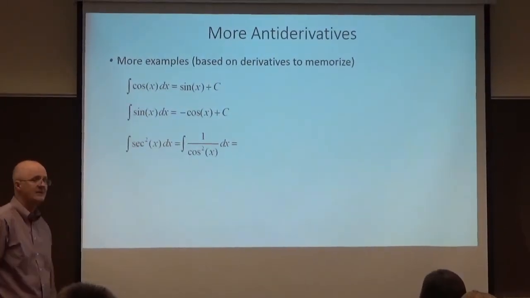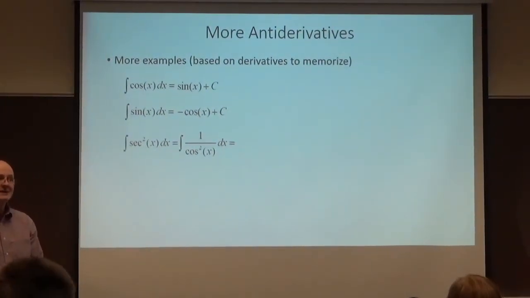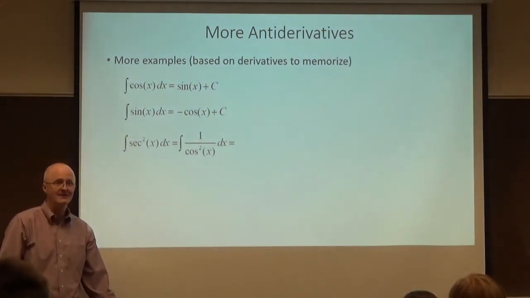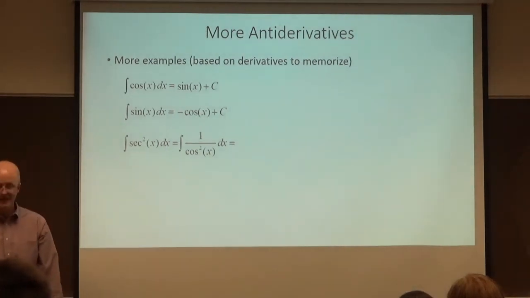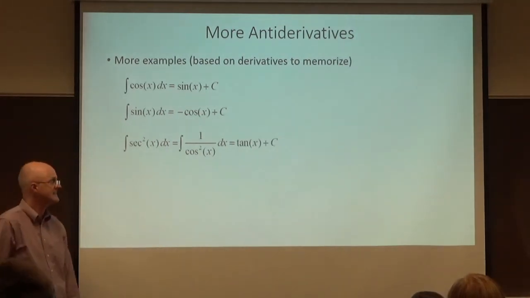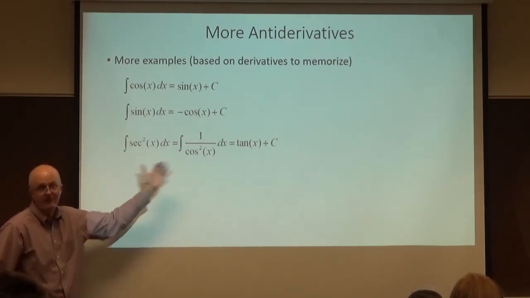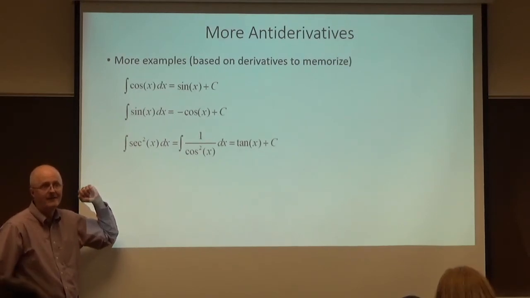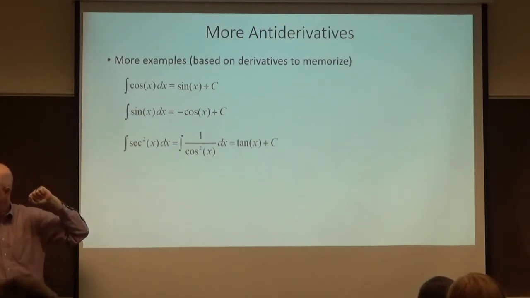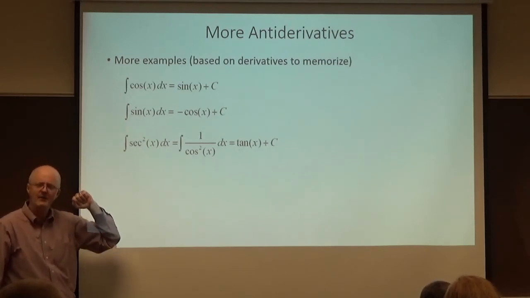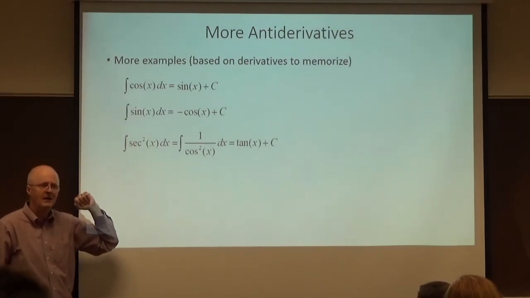This one looks really hard, but if you've got a certain derivative fact memorized, it's actually easy. Does anybody know the answer? Tangent of x plus c, because the derivative of tangent of x is secant squared x, or 1 over cos squared x. Either of these, those are the same function, so either is okay. Therefore, the integral of either of these functions is tangent of x plus c. Calling these things indefinite integrals, does that mean there are definite integrals as well? The answer is yes, but we're not going to get there until a month or so from now.